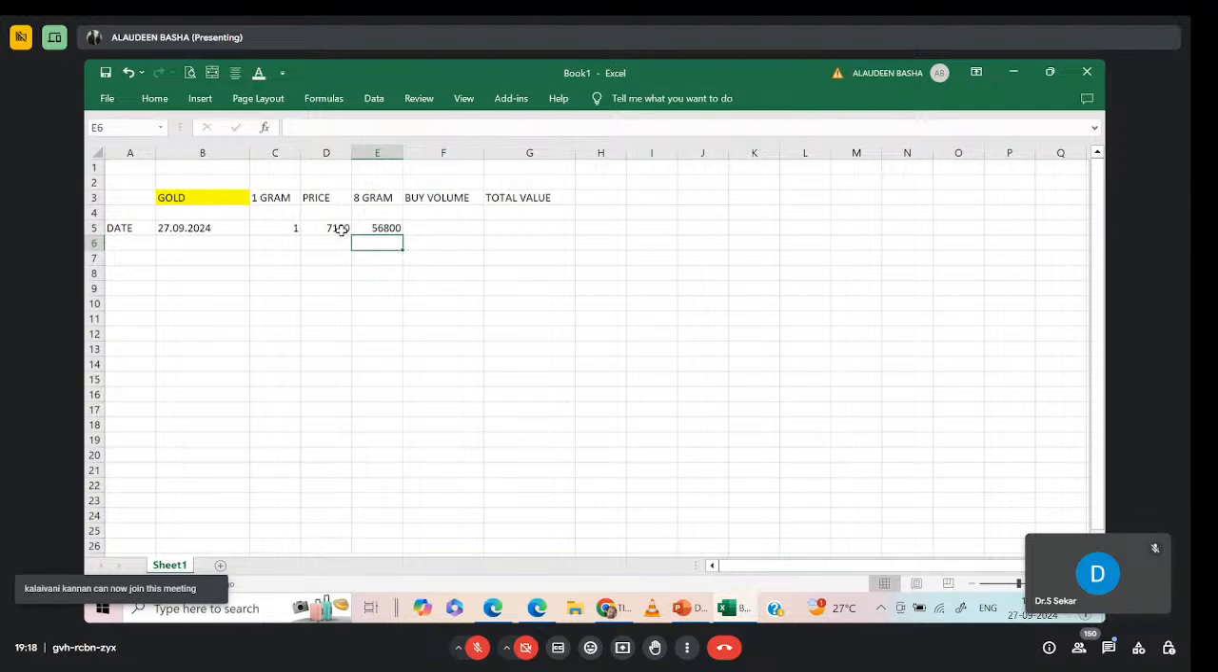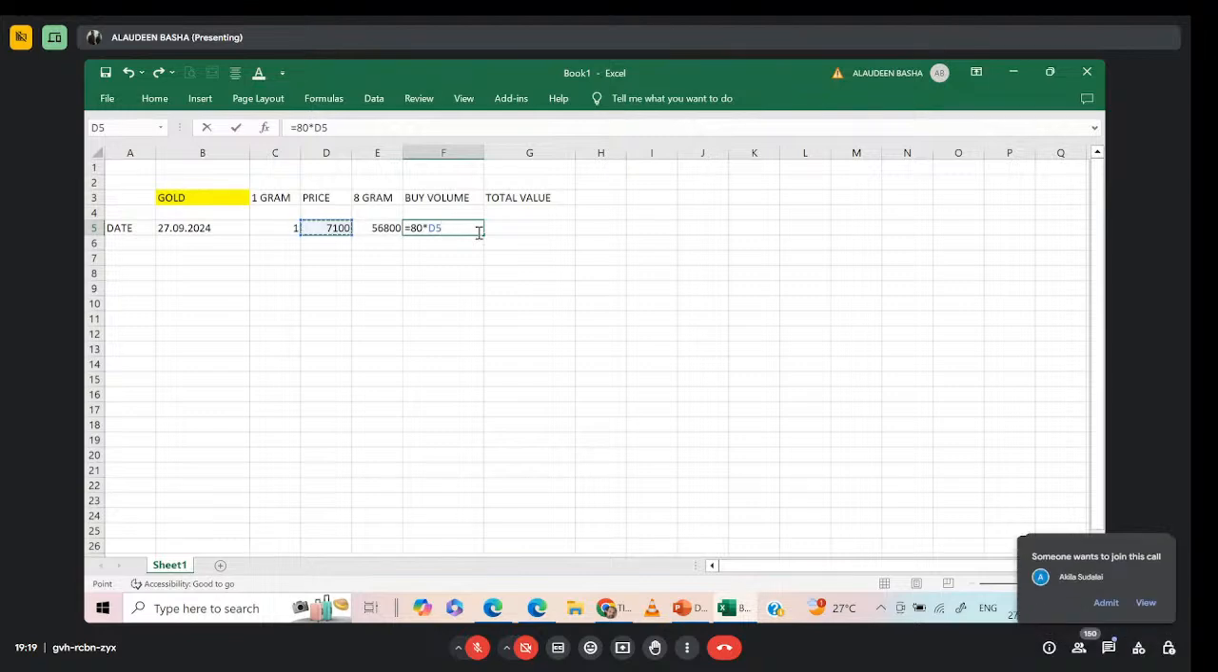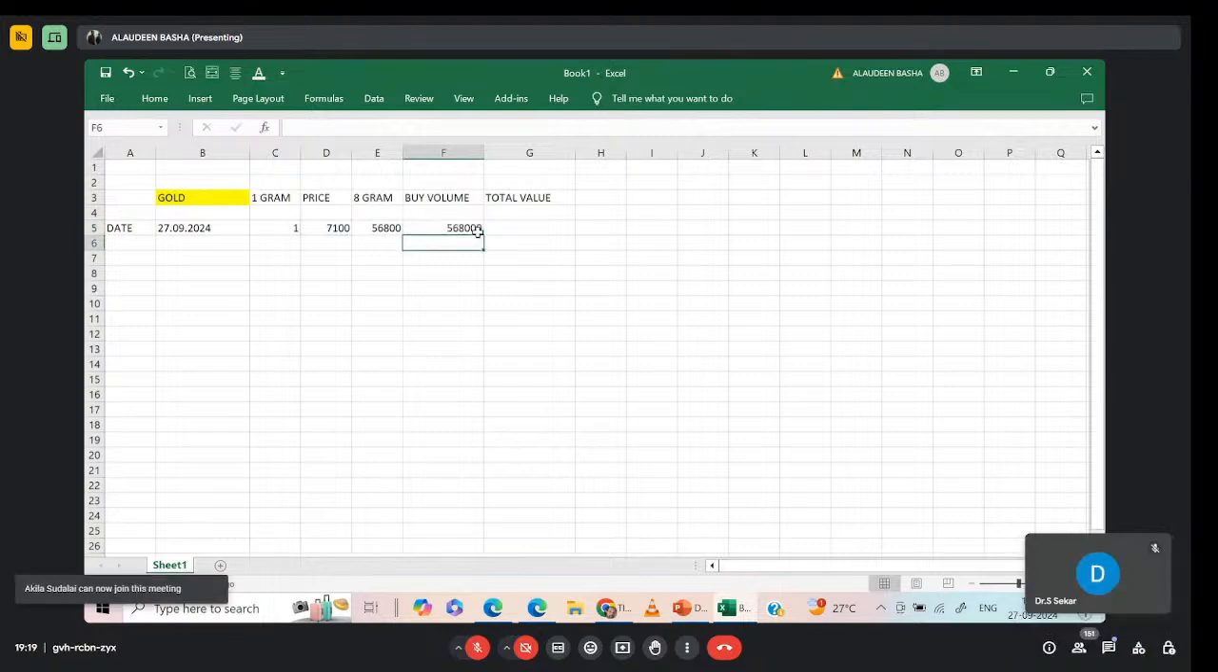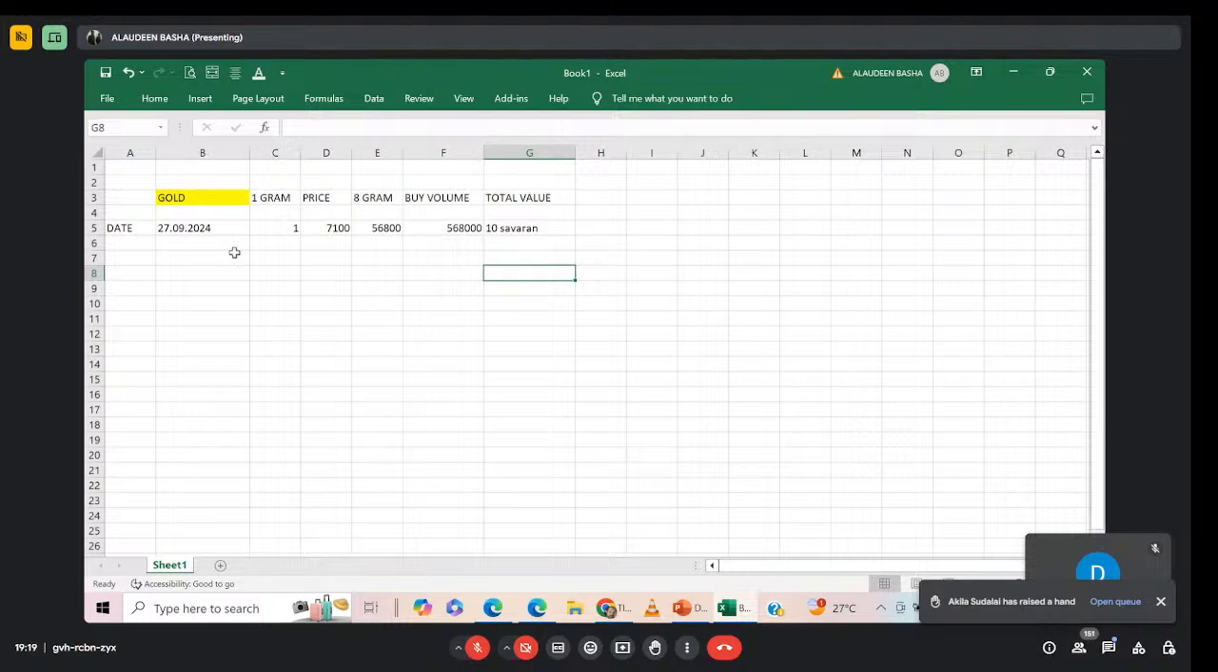Okay. For example, you just think today you are going to invest 80 grams. That means 80 divided by 8, how many sovereigns? 10. Very good. So I just press enter. So the total value is 5,68,000. Okay, so 10 sovereign. The maximum tenure period of the gold bond is 8 years. You can just add the 8 years.